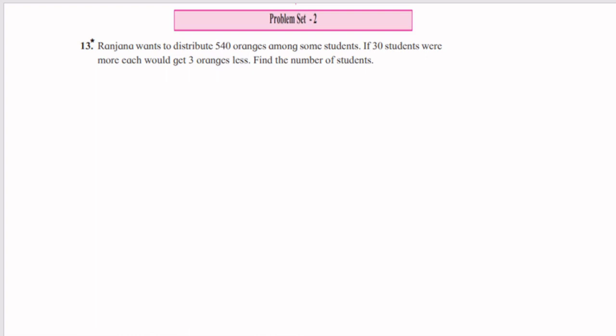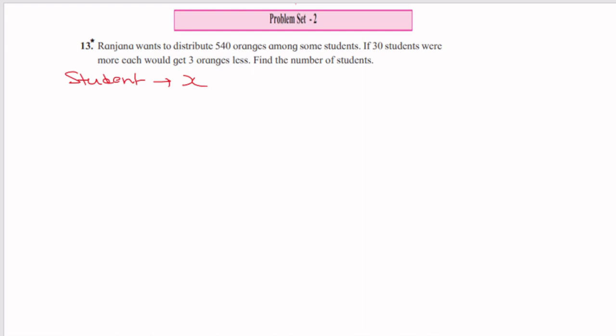So here it says Ranjana wants to distribute 540 oranges among some students. How many students? They have not given, just written some students. So we need to assume, what do we need to assume? How many students are there? So let's say students is equal to x. X students will receive 540 oranges. Now, if 30 students were more, each would get 3 oranges less.